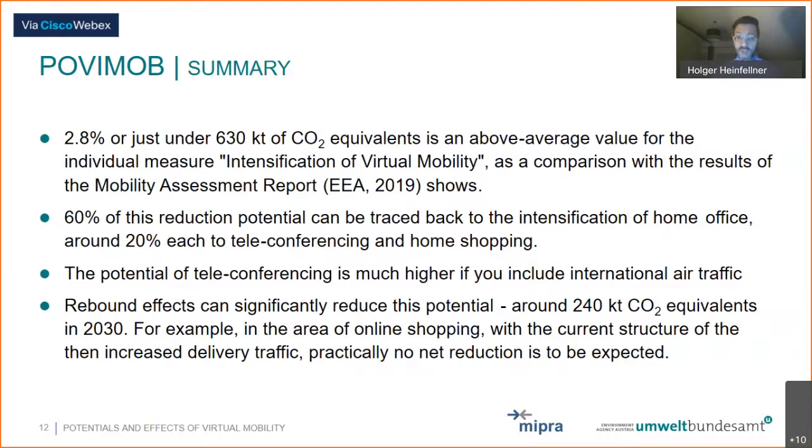The third point about international traffic, I will skip now due to the time restrictions again. However, there are rebound effects that have to be taken seriously, and they might reduce the potential significantly. And that means that we need to take care, we need to tackle those rebound effects.